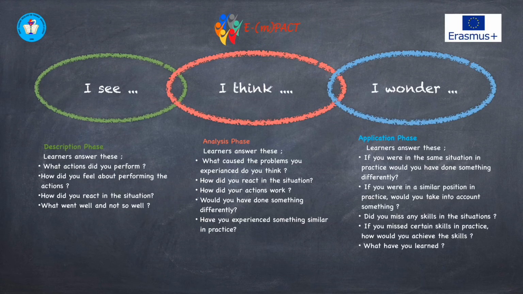The debriefing includes three main ideas: I see, I think, and I wonder. I see is a description phase. Learners answer: What actions did you perform? How did you feel about performing the actions? How did you react in the situation? What went well and not so well?